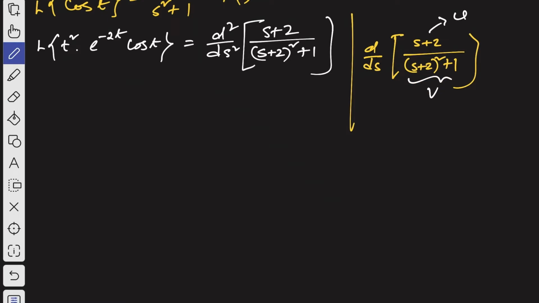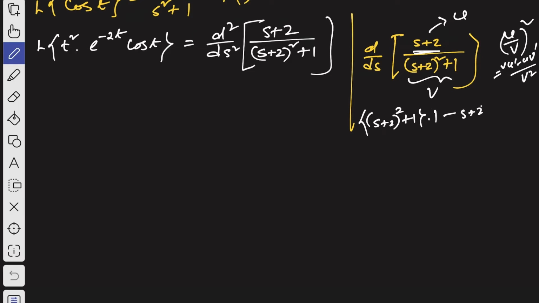Then applying the quotient rule, the derivative of u by v is v times derivative of u minus u times derivative of v, by v square. If you apply that, then what you will get is the denominator, that is s plus 2 whole square plus 1, into the derivative of s plus 2, which will be 1, then minus s plus 2 times the derivative of the denominator. The derivative of 1 is 0, and the derivative of s plus 2 whole square will be twice s plus 2.